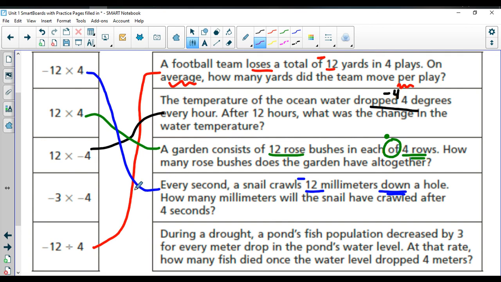And our last one then, obviously it's going to match up with this negative 3 times negative 4, but let's just check. During a drought, a pond's fish population decreased by 3, so that was a negative 3, for every meter drop in the pond's water level. At that rate, how many fish died once the water level dropped 4 meters? So dropped negative 4. So down 3 for every negative 4 meters, and there we go.